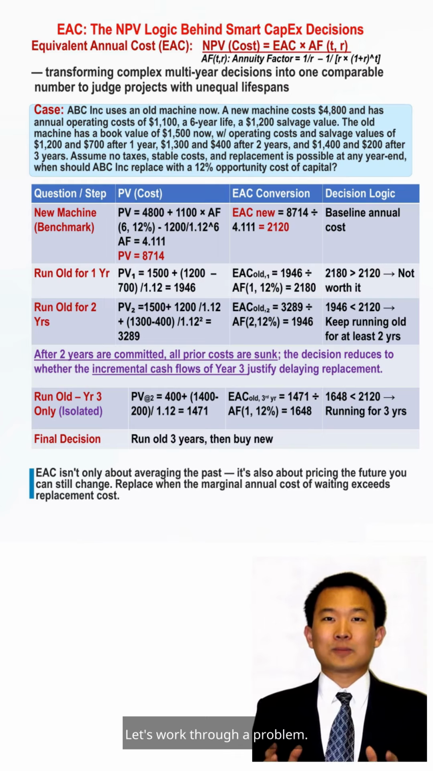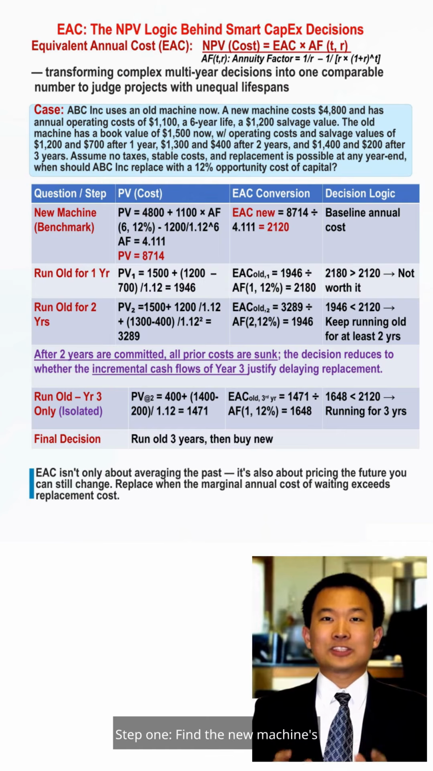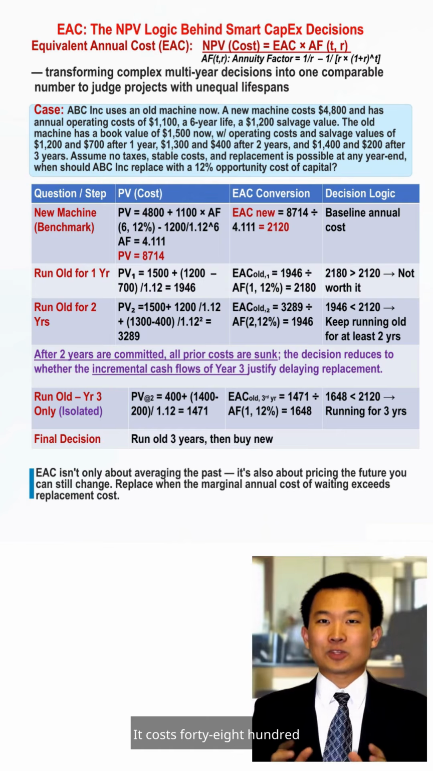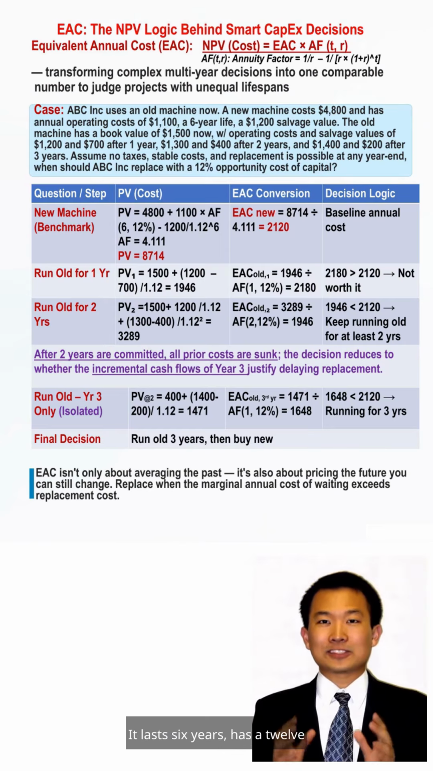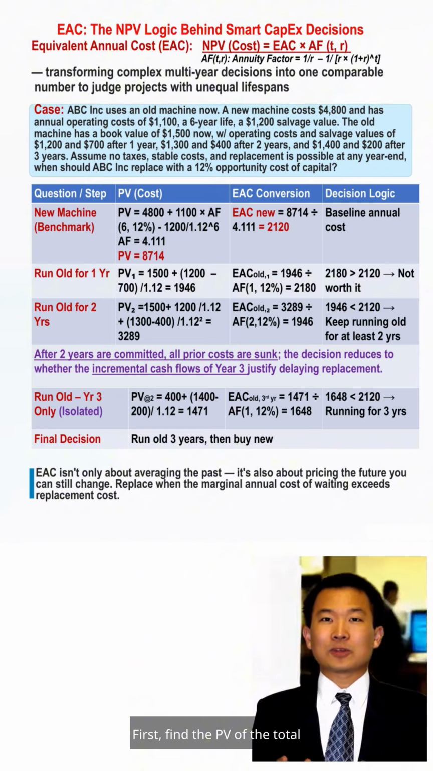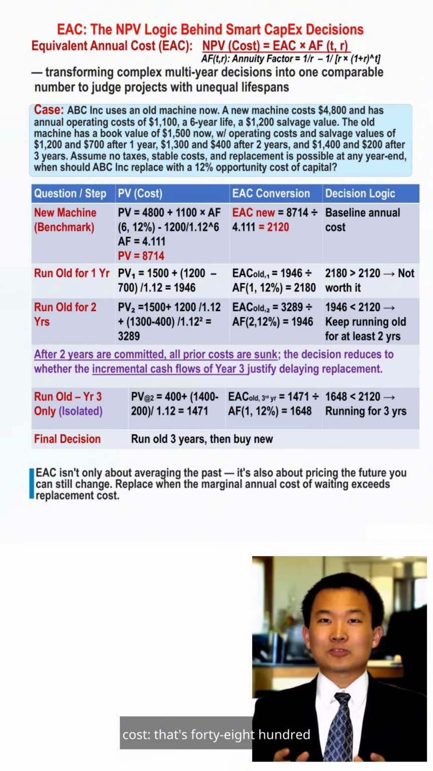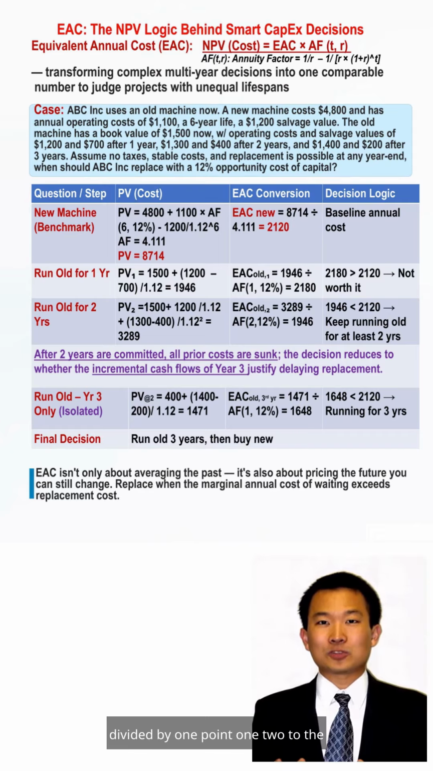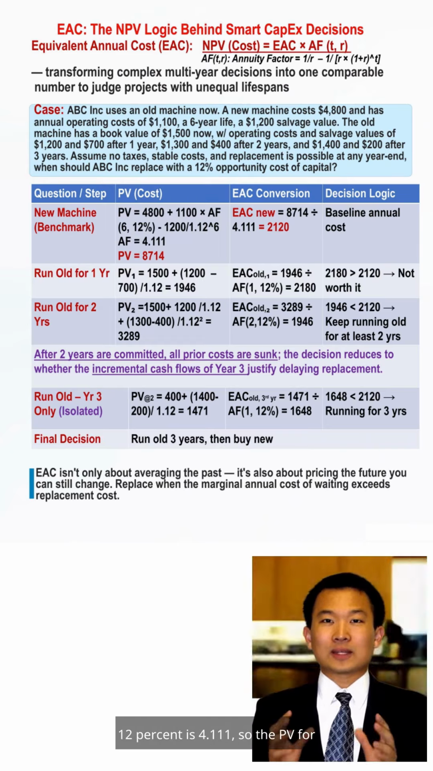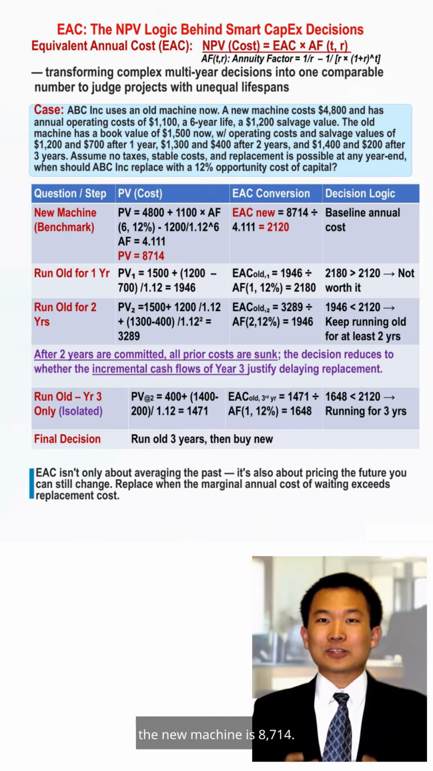Let's work through a problem. Step 1. Find the new machine's EAC as our benchmark. It costs $4,800 today with $1,100 in annual operating costs. It lasts 6 years, has a $1,200 salvage value, and a 12% discount rate. First, find the PV of the total cost. That's $4,800 plus $1,100 times the 6-year 12% annuity factor, minus $1,200 divided by 1.12 to the 6th power. The annuity factor for 6 years at 12% is 4.111, so the PV for the new machine is $8,714.